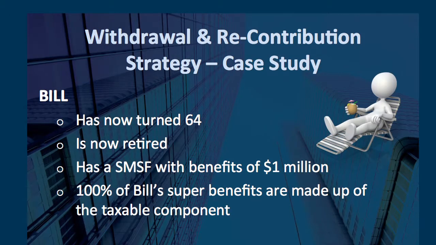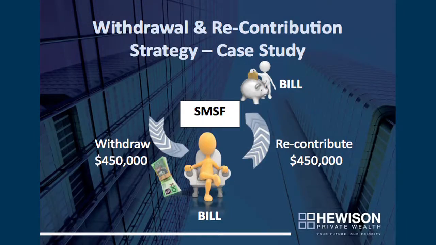Okay, so we're sticking with Bill. Bill's now turned 64 years of age. He's since retired, and he has a super fund worth $1 million. Now, this is all made up of that taxable component. So what Bill's going to do is withdraw $450,000 from super. I'll explain why I've chosen that figure in a moment, and he's going to recontribute that amount as a non-concessional contribution, which will form part of that tax-free component.